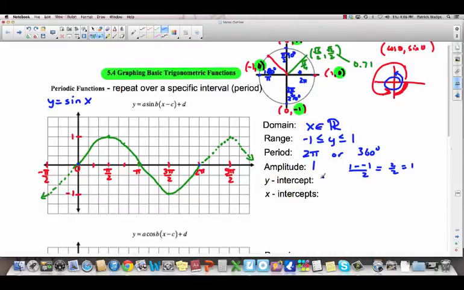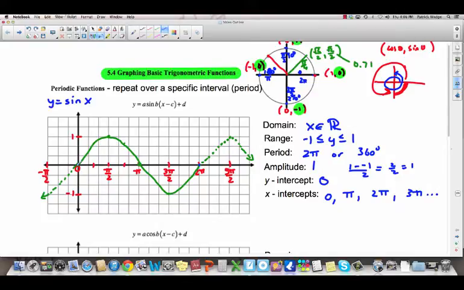Y-intercept is 0. And the x-intercepts, there's a whole bunch of them. X-intercepts at 0, pi, 2 pi, guess where the next one will be? 3 pi, and it goes on and on and on.